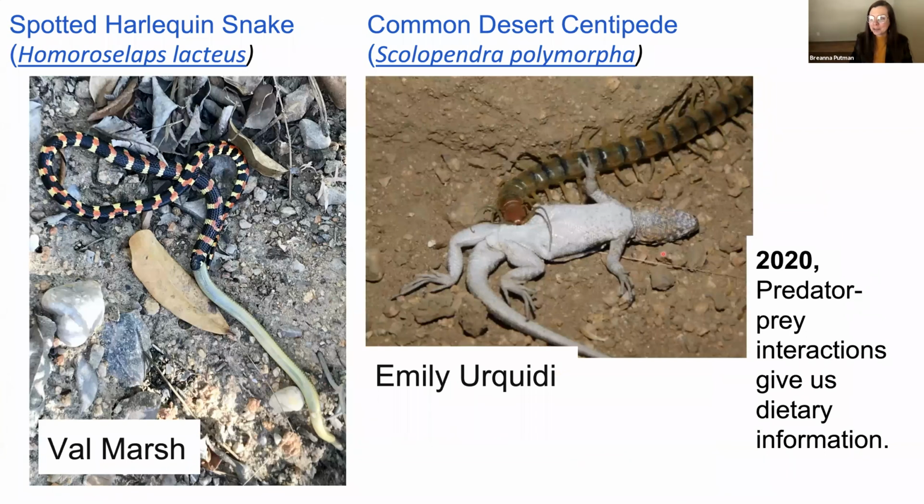So we often get some cool photographs or observations of rare behaviors, such as predator-prey interactions. So one animal eating another animal. So last year we had this just awesome observation of this spotted harlequin snake, I think this was in South Africa, of a snake eating another snake. And then in our region, in the Inland Empire, this common desert centipede eating a little side blotch lizard. So these are great observations, and we can get dietary information of what these organisms eat. And oftentimes this kind of data is really difficult to obtain.